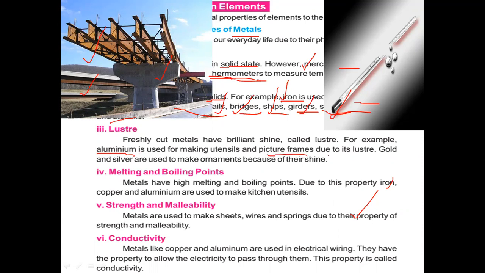Picture frames, due to its luster, due to its shiny surface, we make picture frames with this type of aluminium. Especially gold and silver are the metals which are used in jewelry due to their shine. They are also used to make ornaments. Ornament means jewelry.